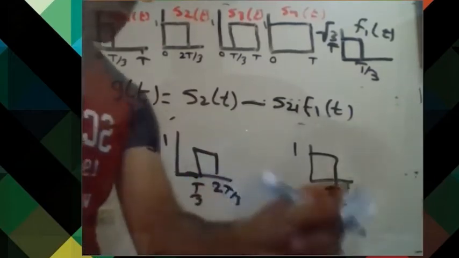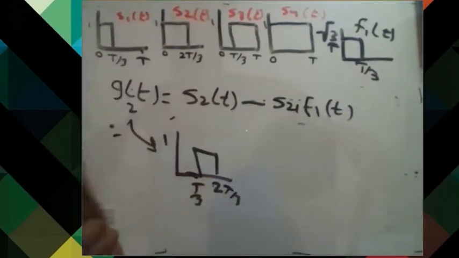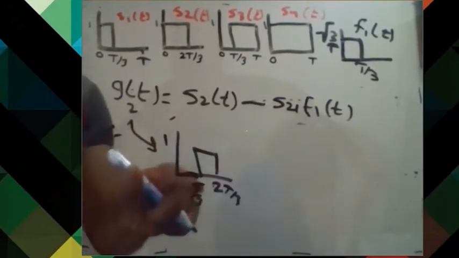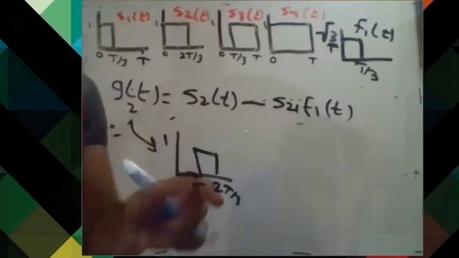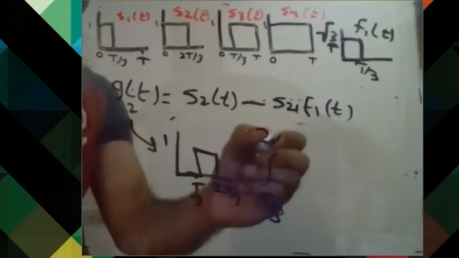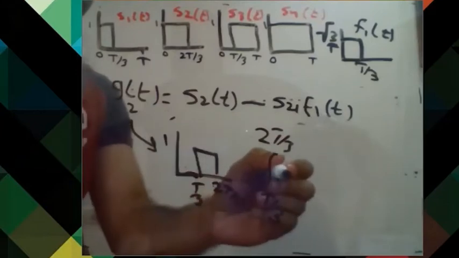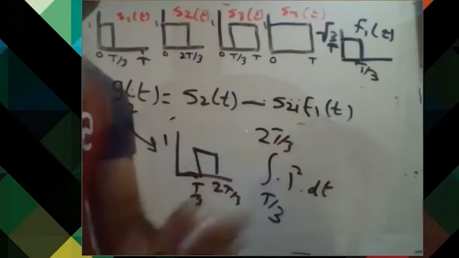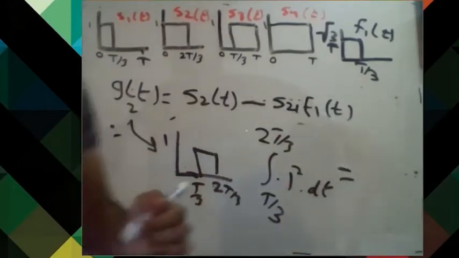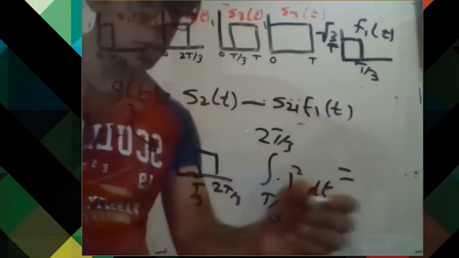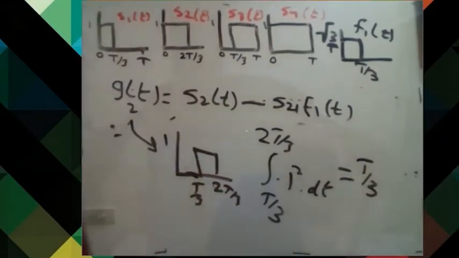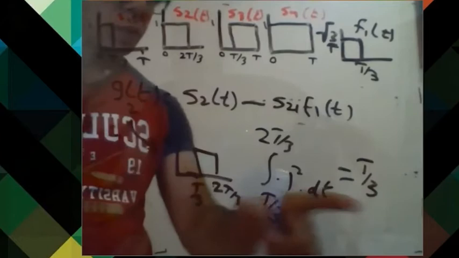So what was the process of finding the orthogonal component? I have to divide G2 by the under root of its energy. So first we have to find the energy of the signal. We will integrate it from t by 3 up till 2t by 3, and the magnitude is 1, so we'll take the square of 1 into dt. If you integrate it, you'll see the answer of this integral is equal to t by 3. This is equal to the energy of the signal.